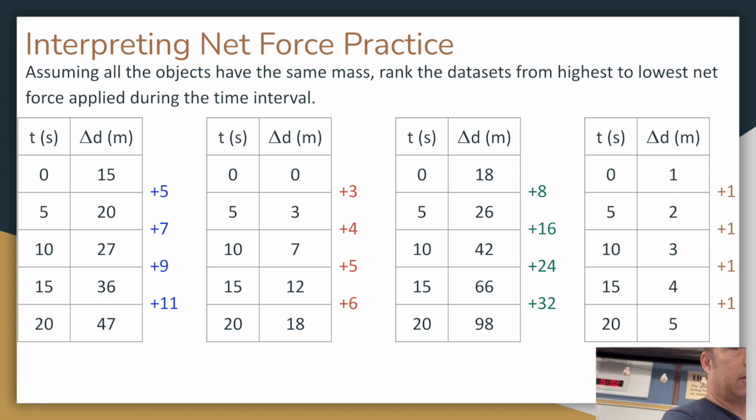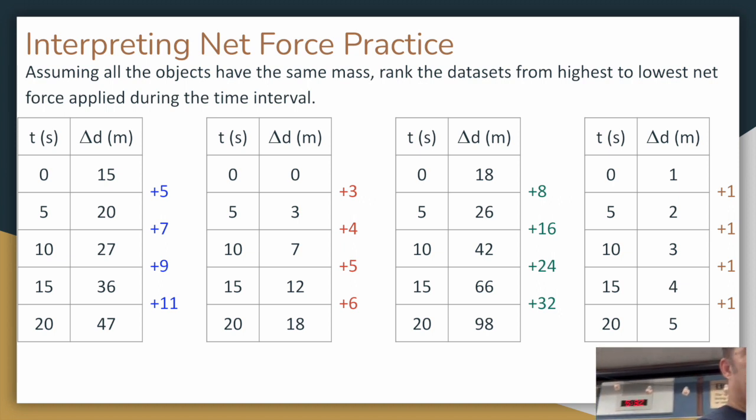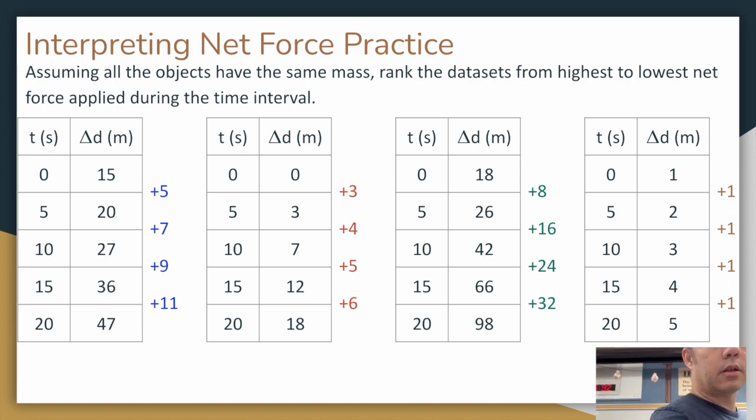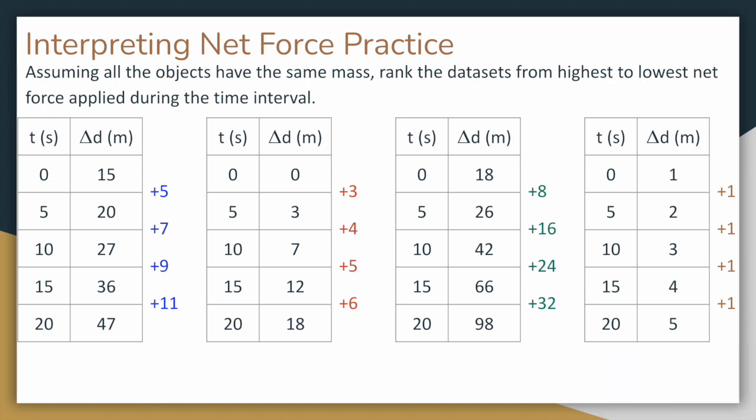And this last one is not changing. Look at that. 2 minus 1 is 1. Then go to the next one. 3 minus 2 is still 1. So these changes are not changing. See how it's a difference of 1, a difference of 1, a difference of 1, a difference of 1. So is that one accelerating or constant speed? It's constant speed. So no acceleration, no net force, or net force equals 0.